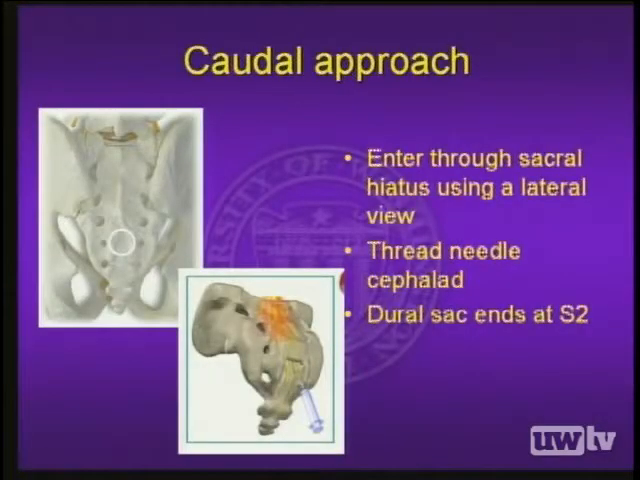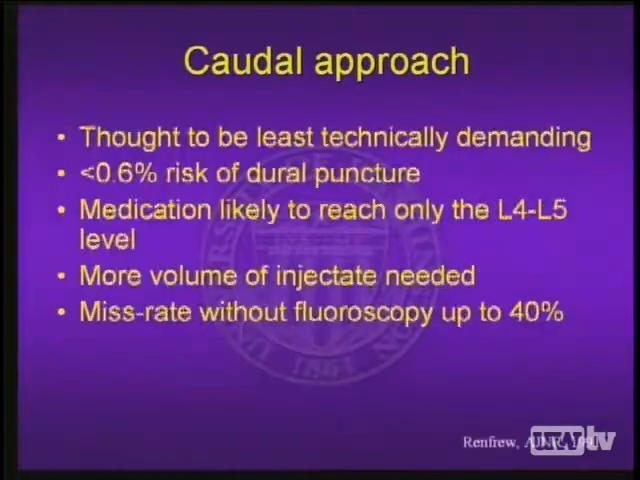So let's talk quickly about the caudal approach. Where do you go here? You're entering through the sacral hiatus, which is the hole right here in the back of the sacrum, and then you are extending the needle cephalad, towards the head. You know that the dural sac, as Dr. Hillard said, ends at S2, so you don't want to thread the needle any higher than that, because you don't want to puncture the dura. It's thought to be the least technically demanding, but more volume of solution is needed to be injected. And the studies have shown that without X-ray guidance, only about 60% get in, 40% miss.